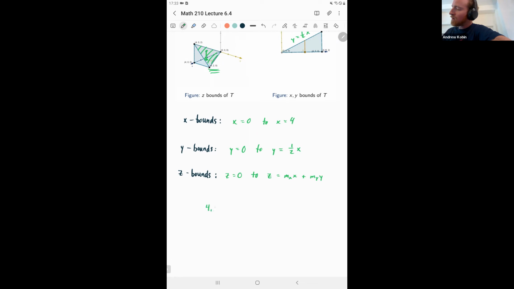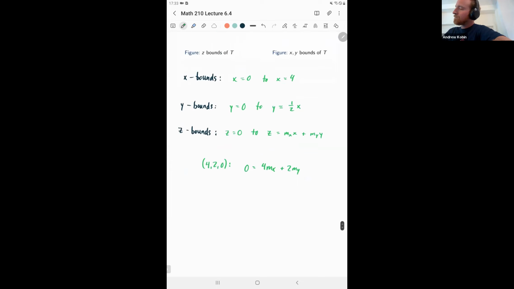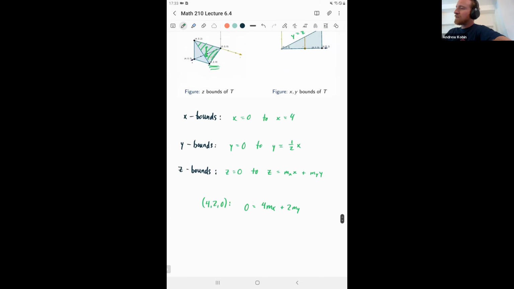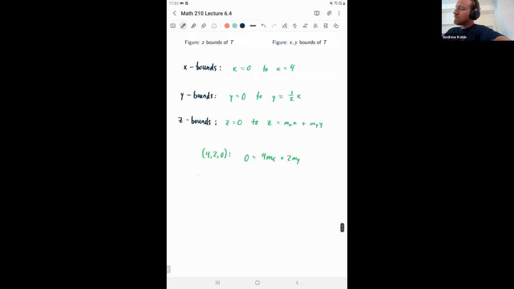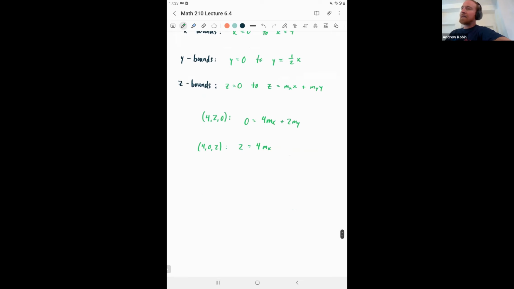So if I plug in 4, 2, 0, I'll get 0 equals 4mx plus 2my. And that's actually not enough information to deduce anything about these coefficients. Let's use the third point, 4, 0, 2. Plug that in, we're going to get 2 equals 4mx plus 0my. And that's going to allow us to get all of the slopes and finally get a top equation for this expression. So let's do it.